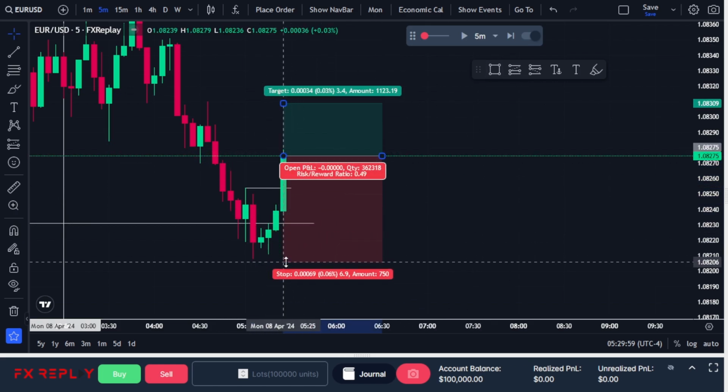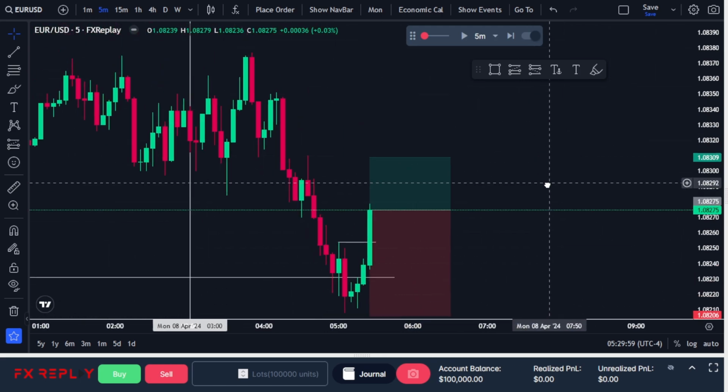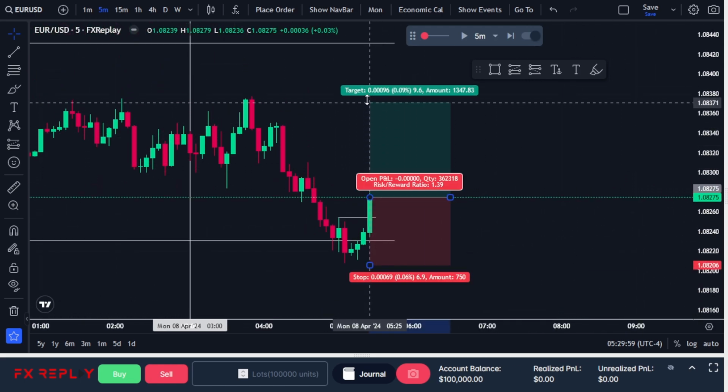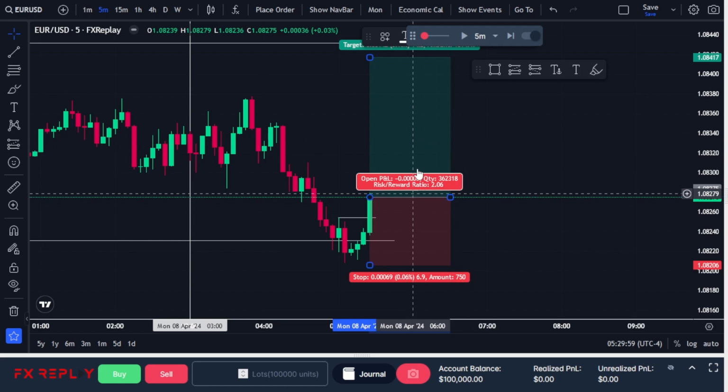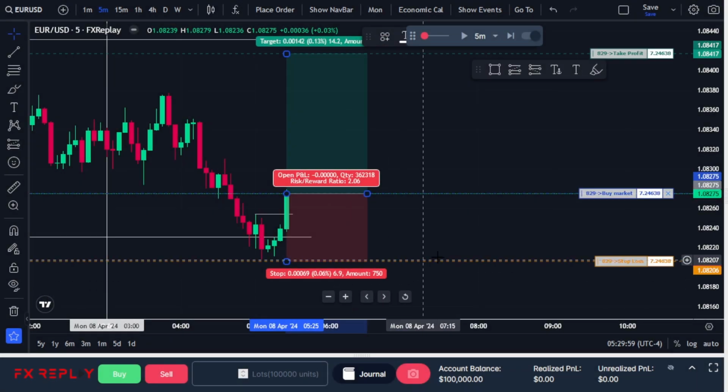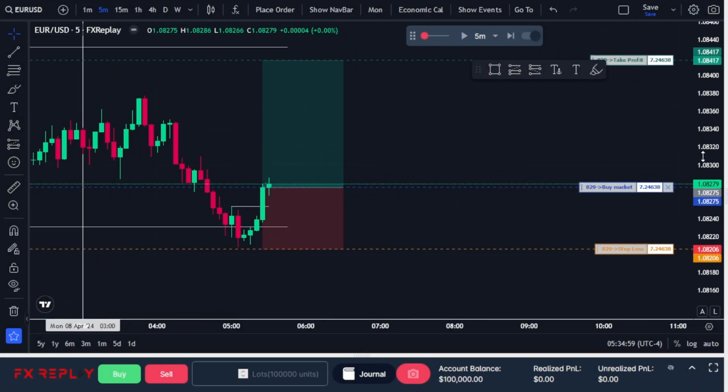I will place the stop loss below the recent swing low, and the profit target will be a fixed 1 to 2 risk to reward ratio, risking 0.5% on this trade. Let's watch the price and see how this trade turns out.